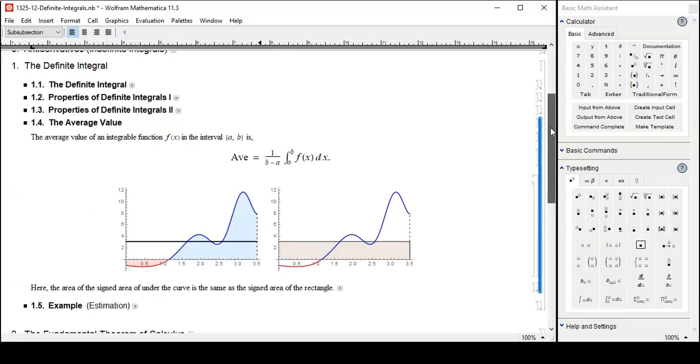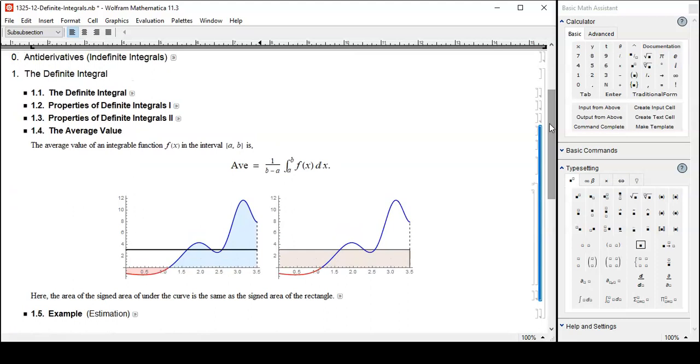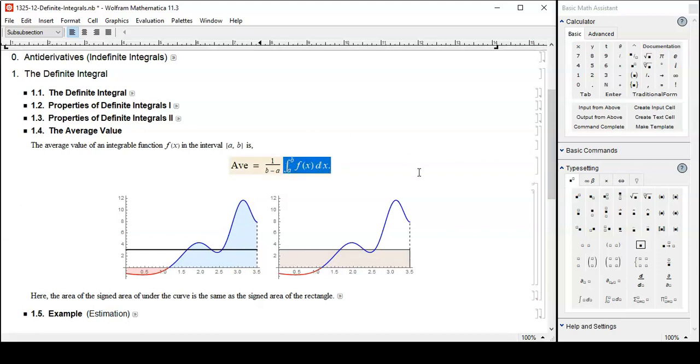The average value. I don't like this one very much because it's not that important from a mathematical viewpoint. Maybe they're important in some other classes using integrals, but not here because this is just a formula. If you know how to calculate the definite integral, then all you have to do is multiply by 1 over b minus a. So that's how you get the average. No big deal.